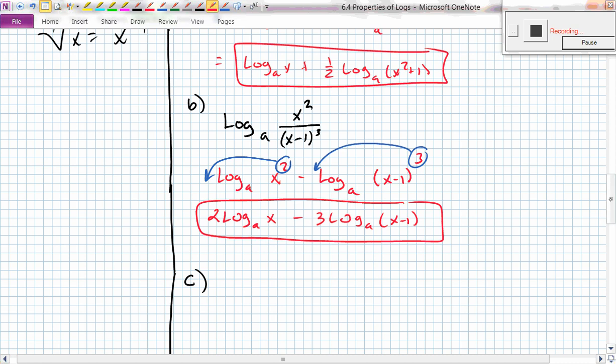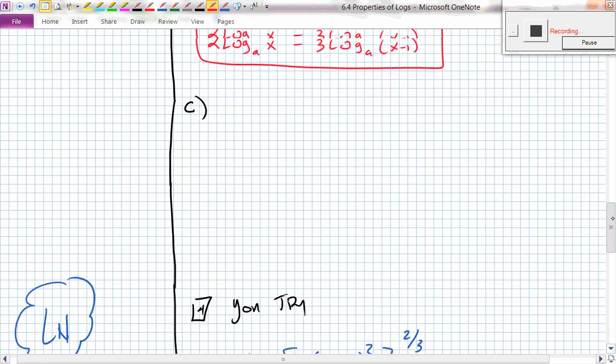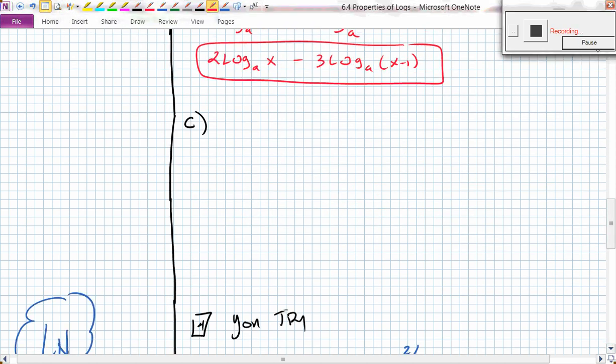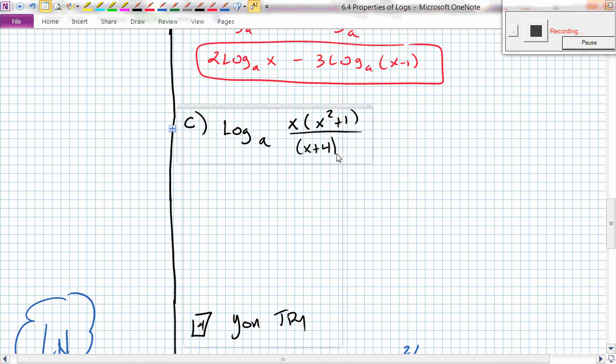Okay, let's do one more. Do you have a question? Remember. All right, C, here we go. Big gnarly thing. Let's do log base A of x times x squared plus 1, all divided by x plus 4. Now, the other classes asked, do you want to distribute that x inside so that x to the third plus 1? No. And the answer is no, because we want to practice expanding.